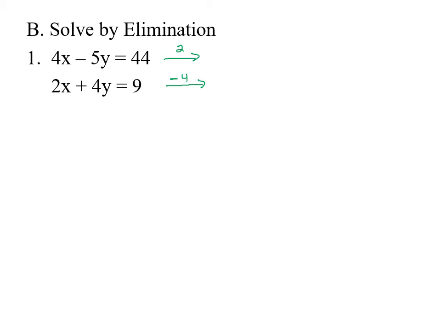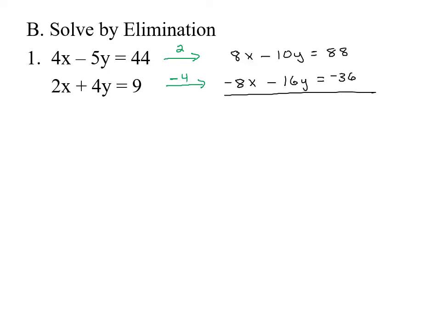So my top equation will become 8x minus 10y equals 88. I'm multiplying the 2 on each term all the way across. And on the bottom, I'll do that with the negative 4. I'll end up with a negative 8x. 4 times negative 4 is negative 16y. And 9 times 4 is 36.